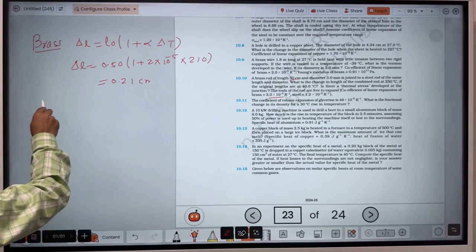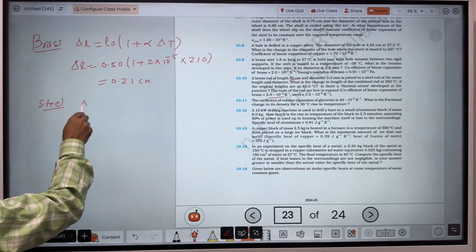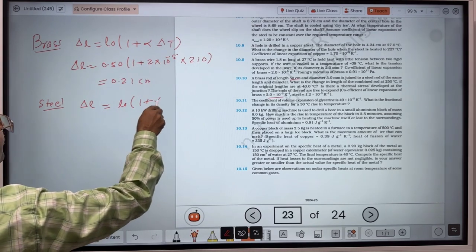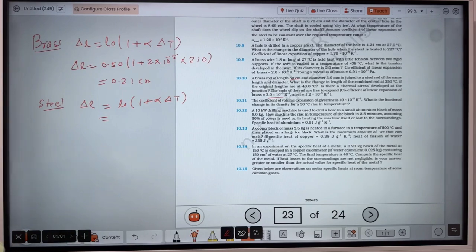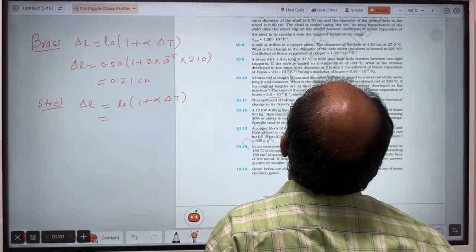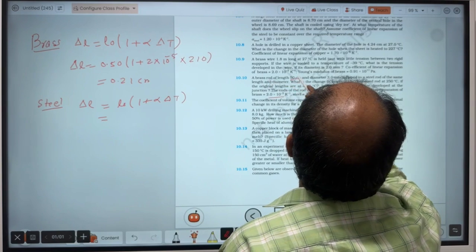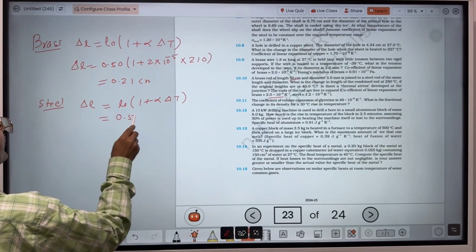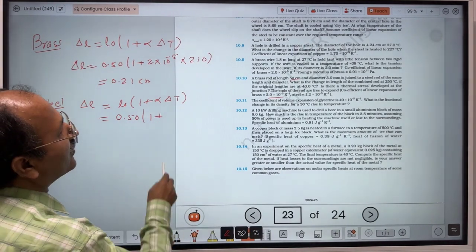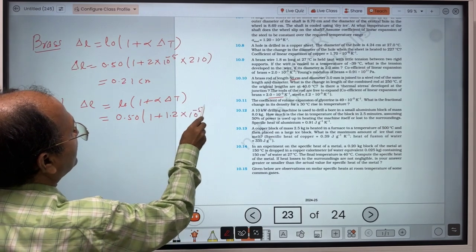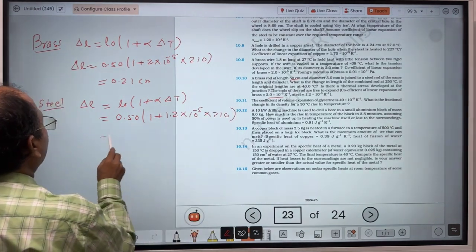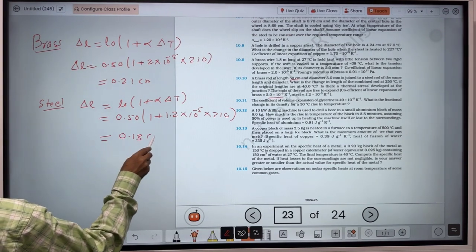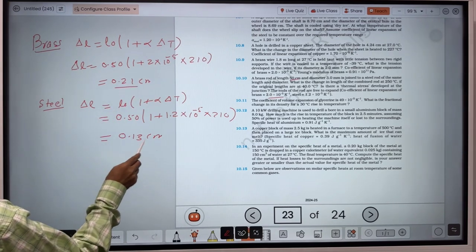Then for steel we can evaluate delta L. It will be again the same formula, L0 into 1 plus alpha delta T. We put the values. L0, the length of this brass rod, is given, and it is a brass rod of this diameter, steel rod of the same length and same diameter. So for the steel rod it is again the same thing, and 1 plus alpha for steel, which is given as 1.2 into 10 to the power minus 5. Temperature change is the same, 210. Now we evaluate it. So what do we get? It will come out to be around 0.13 centimeter, right? This was 0.21 centimeter, this is 0.13 centimeter.